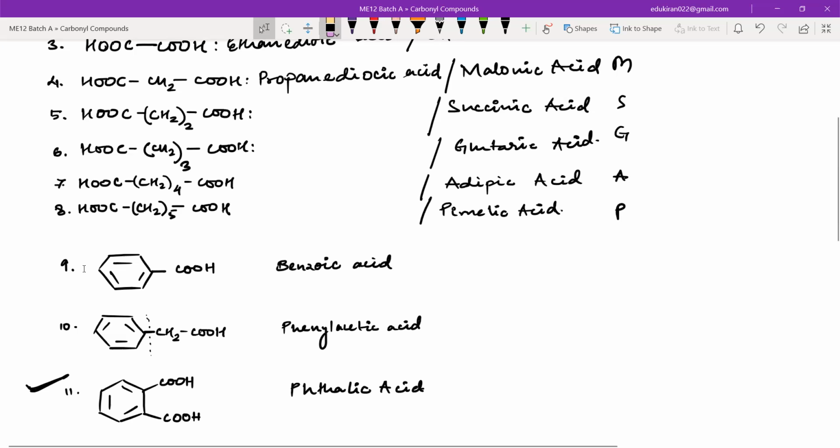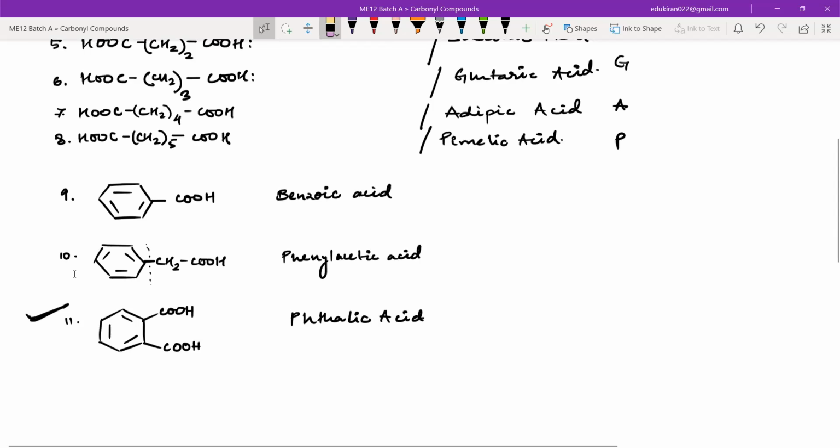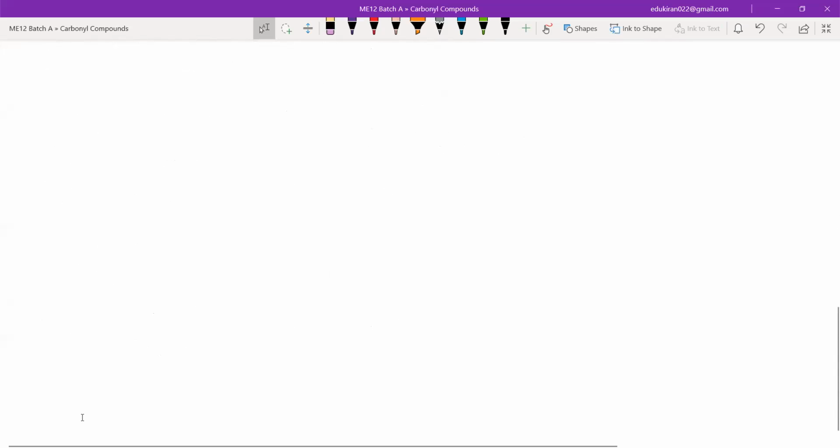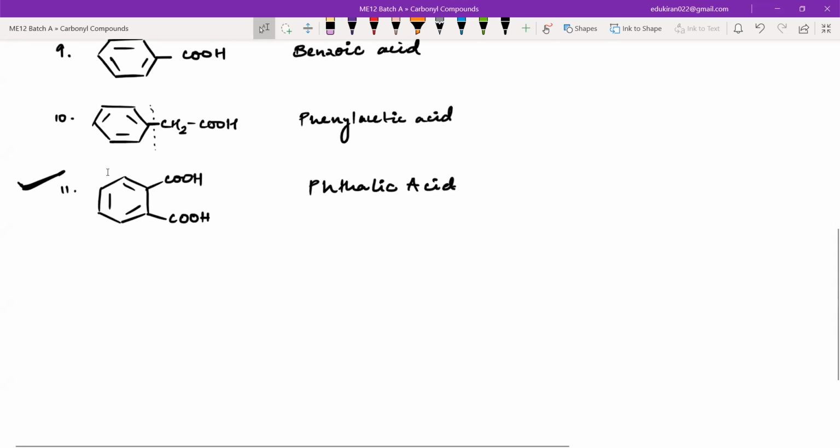Okay. You can write this down. There's nothing to explain here. And these are the spaces that I have left now. So this is propane dioic acid. And here we have how many carbon atoms? So 1, 2, 3, 4. So this will be butane dioic, this will be pentane dioic, this will be hexane dioic, and then this will be heptane dioic acid. Okay. Now, yes. Write the topic: preparation of carboxylic acid.